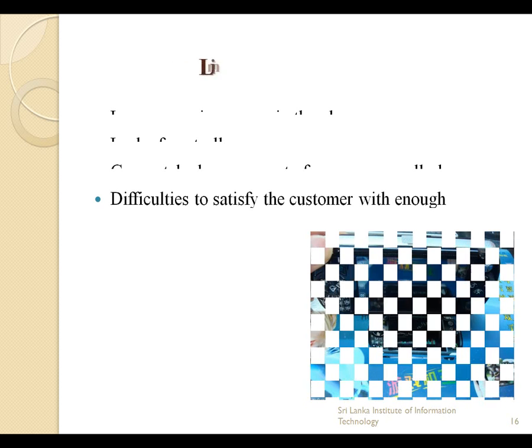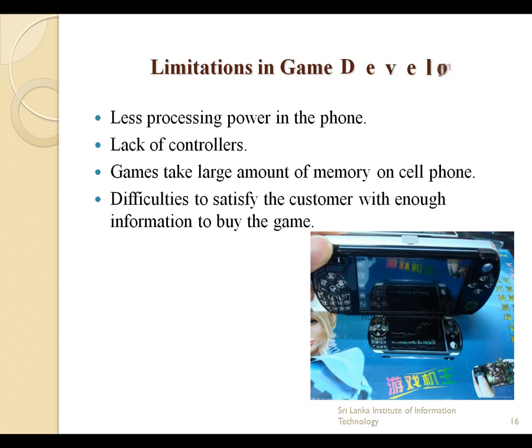These are the limitations in game development. There were some difficulties that the developers of mobile games had to face in developing games. The main barrier is the processing power. Since the mobile is such a small device, the processing power that it can supply is very small compared to that of a computer. Therefore, when developing a mobile game, the developers always have to limit themselves to a small processing power.